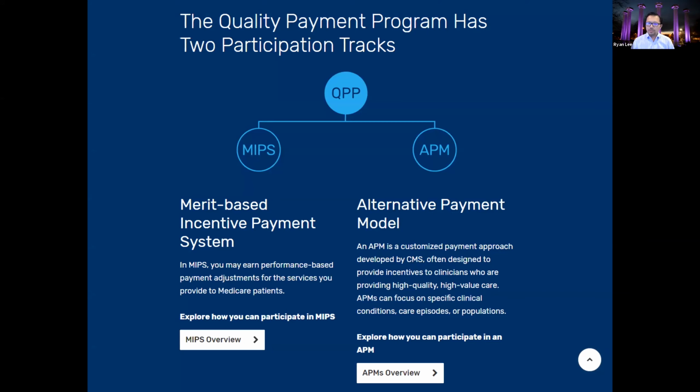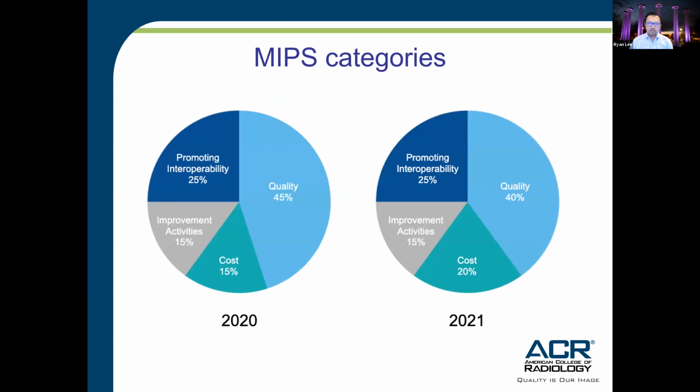One was called MIPS, or the Merit-Based Incentive Payment System, and the other was called the Alternative Payment Model, or the APMs. And by default, all of us are paid through MIPS. And so what is MIPS? I'll just briefly go through this. This is really its own talk, but essentially what MIPS describes is 4 different pillars in which we are scored. And this composite score will then in turn decide how we will be reimbursed as physicians.